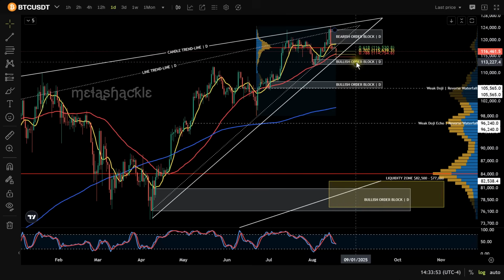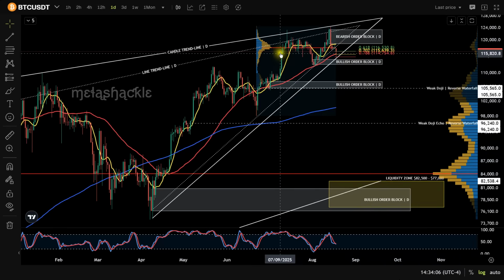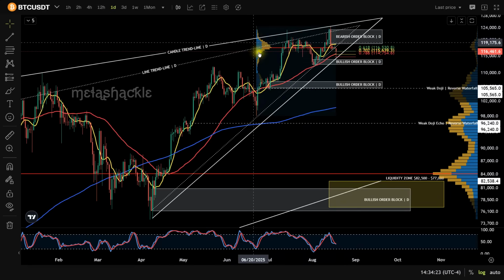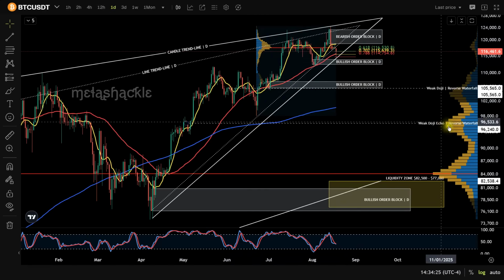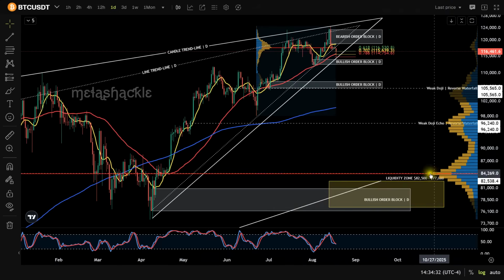Now, if we look at the visible volume profile, which is represented over here on the right-hand side, you can see that the POC line, which is this red line right here and right here, basically represents the point on the chart marked within that particular profile, this one being fixed and only covering this particular area. This one being the visible, which encompasses everything we can see on the entire chart. The POC line is right down here, resting just above that liquidity zone.